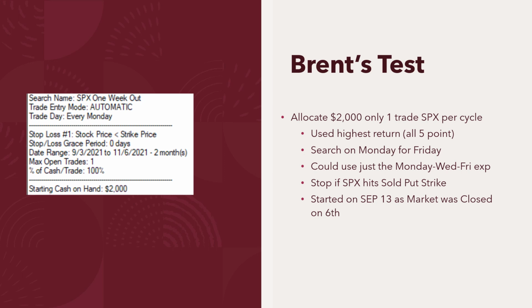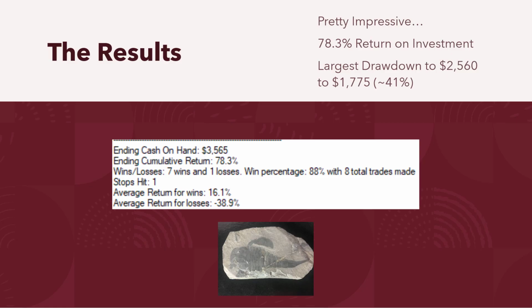if you wanted to do the 3 cycles. Now, we are going to put in a stop that if SPX hits the sold put strike price, we're going to liquidate the spread before the losses get too big. We started on September 3rd. However, since the market was closed on Monday, September 6th, the first search that we found was on September 13th.